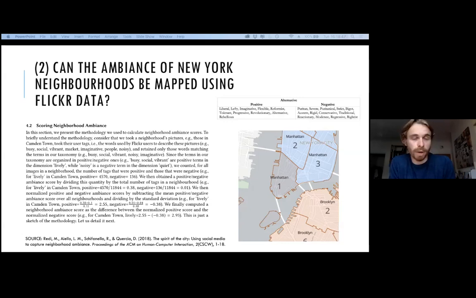Next, we normalize across all districts by removing the mean score and then dividing by the standard deviation, which gives us a normalized positive and negative score. And then finally, we can calculate our neighborhood ambience score by subtracting the negative score from the positive score.